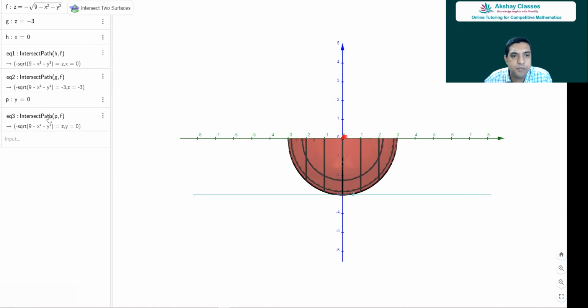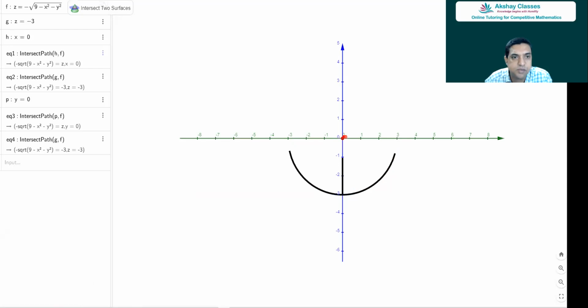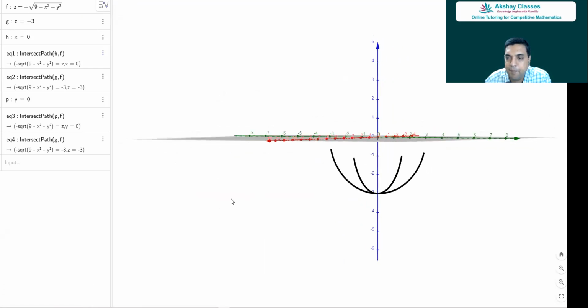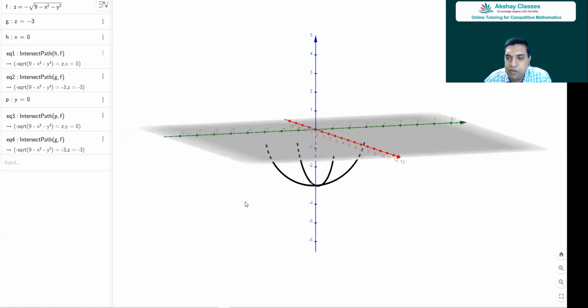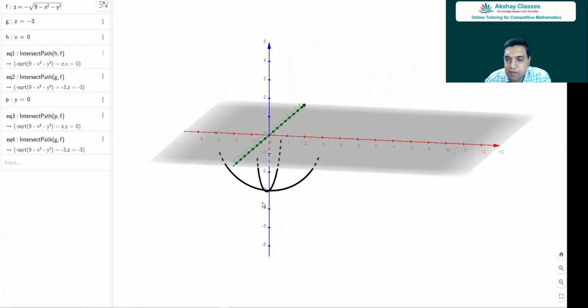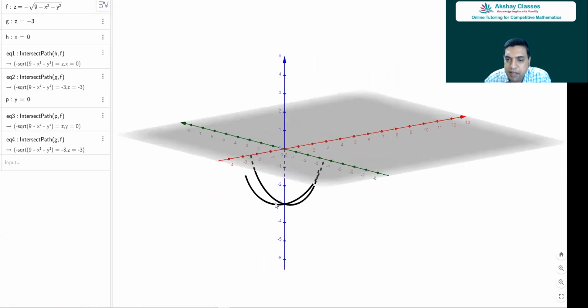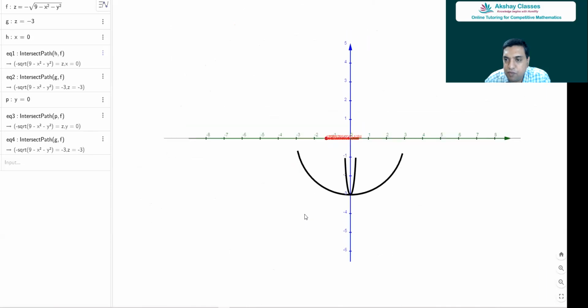There's the intersection path of P and F. Okay, so now I'm just showing two intersection paths, the two intersection paths in the plane. So for the curve, you are able to see here in the direction of F, in the direction of X, or in the direction of Y.